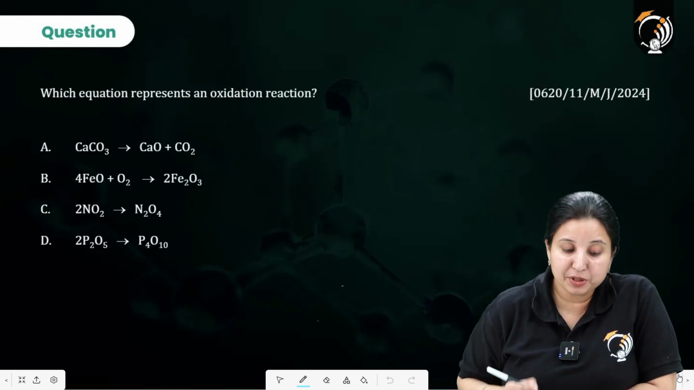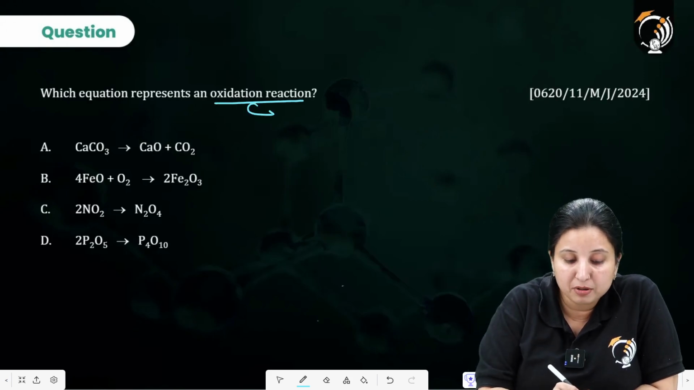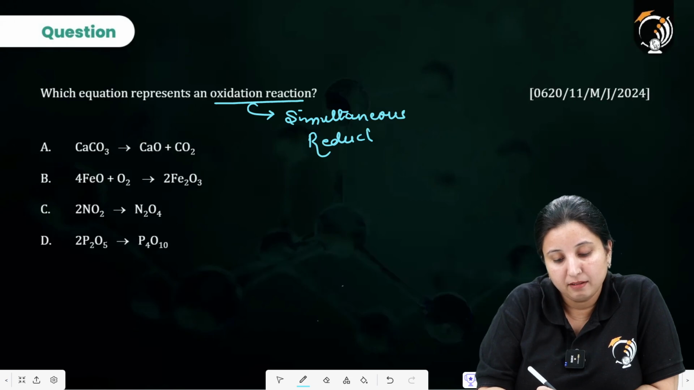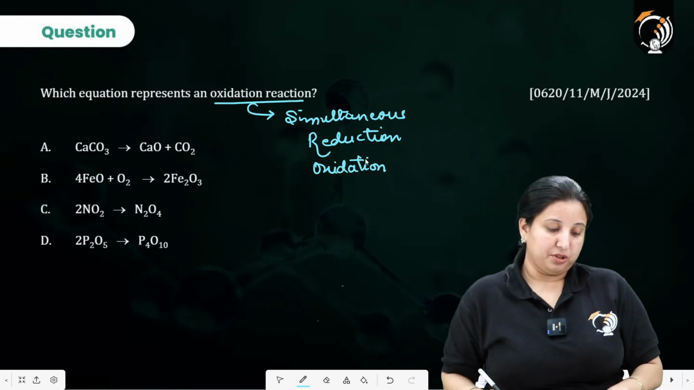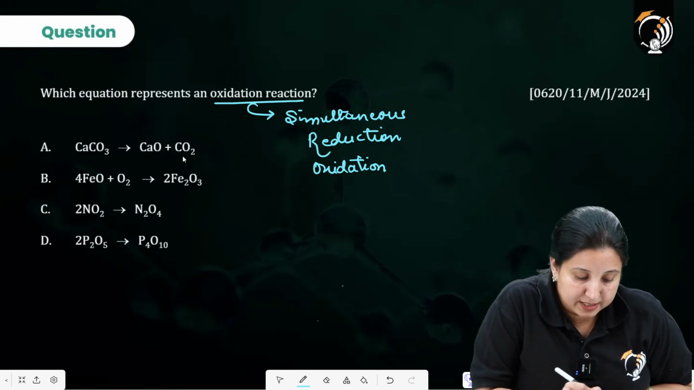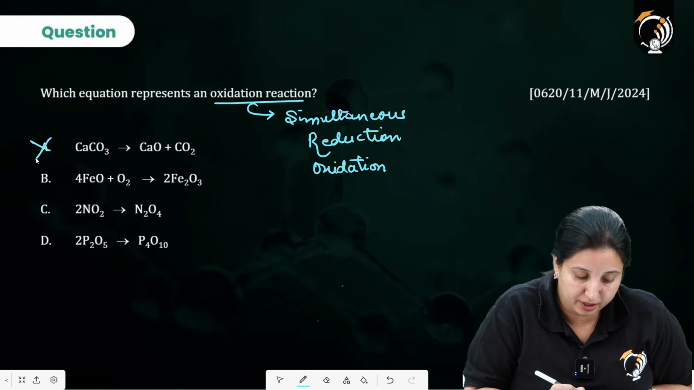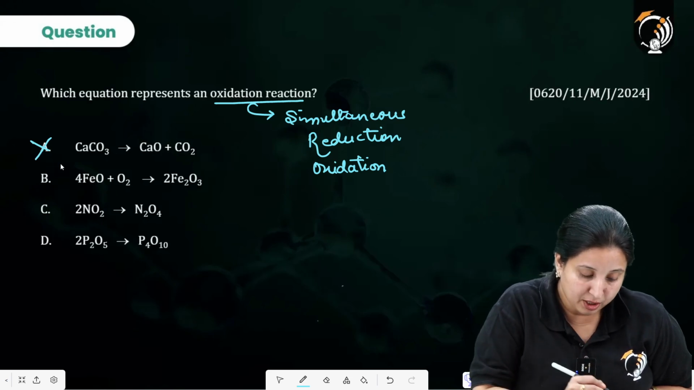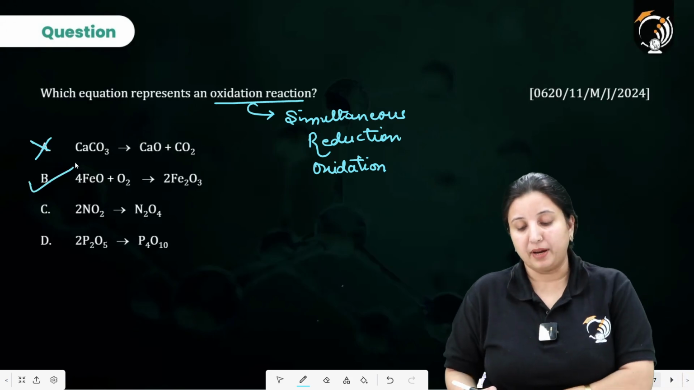Next question, which equation represents the oxidation reaction? Now oxidation reaction means what? That there should be the simultaneously reduction and oxidation. Okay. So first case if I look, there is no oxidation reduction. It is a decomposition reaction. FeO plus O2. Now look over here, there is the addition of oxygen. So answer B is going to be my correct answer.